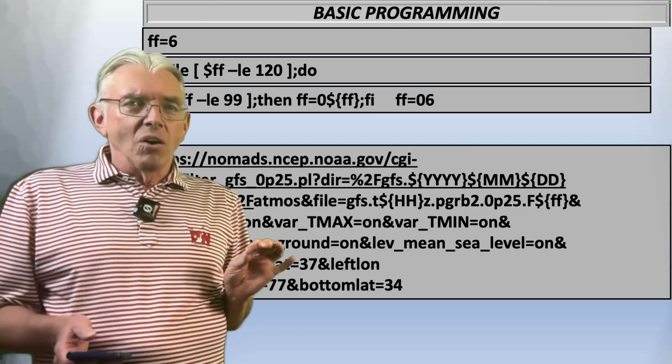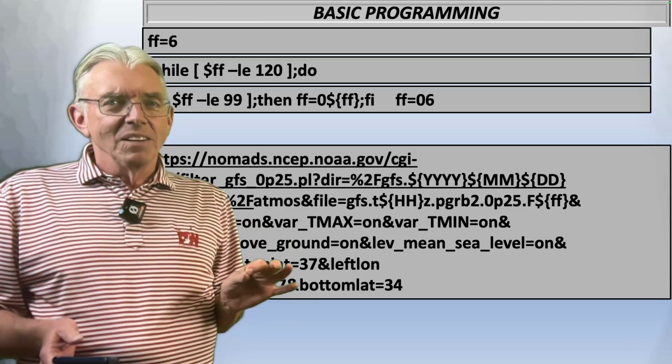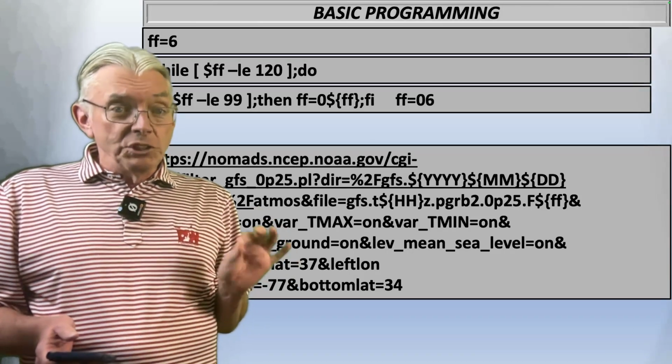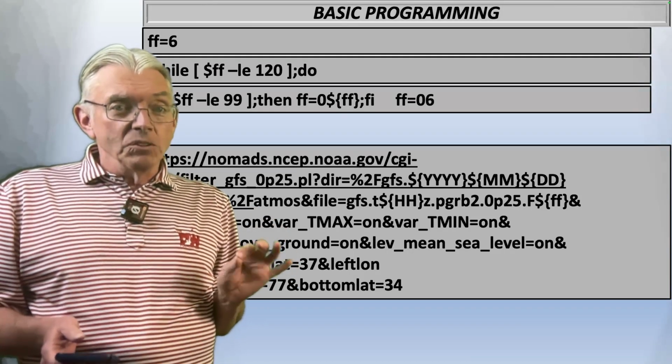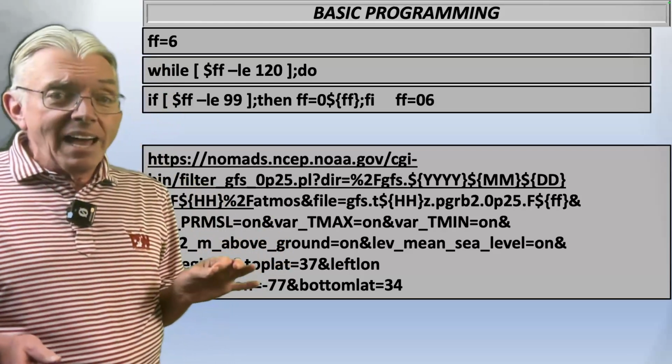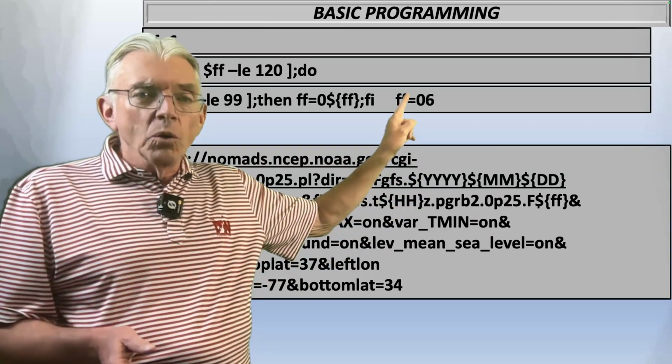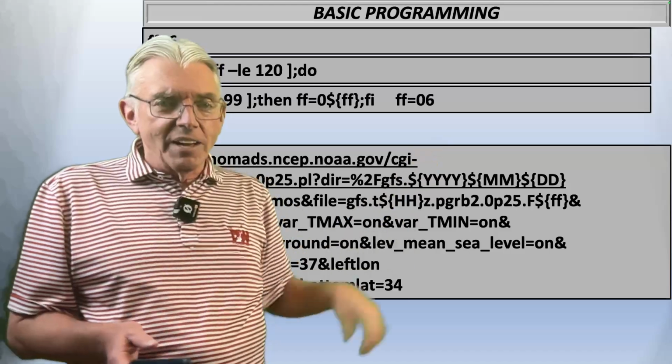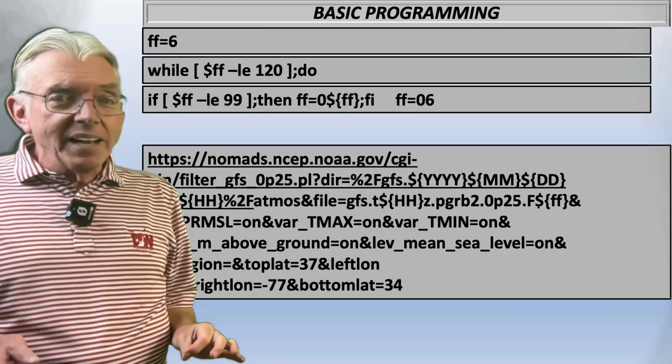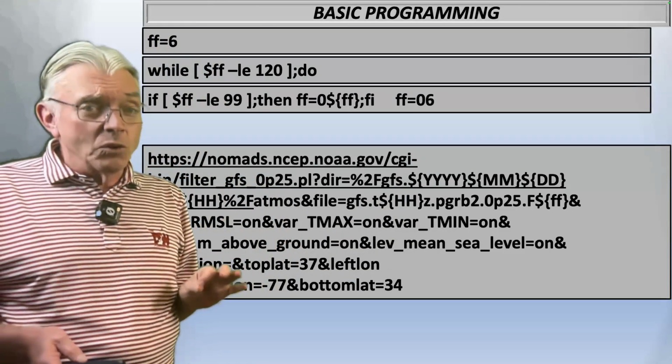If the forecast hour is less than 99, then you're going to have to put a 0 in front of it because we need to have those 3 characters, okay? So now FF is equal to 06, okay? But we still don't have 3 characters, so we have to ask it another question.